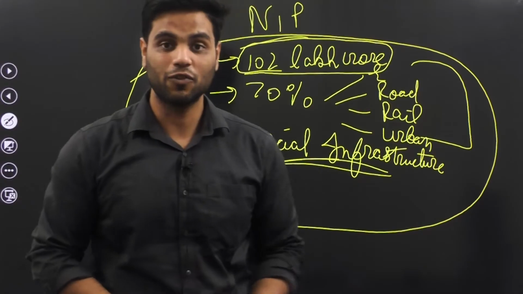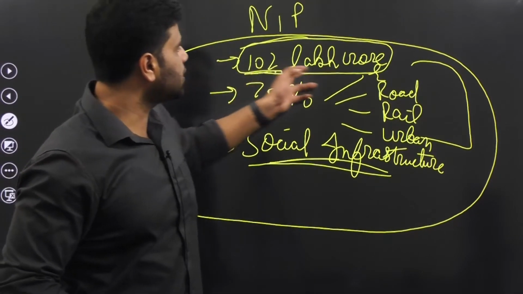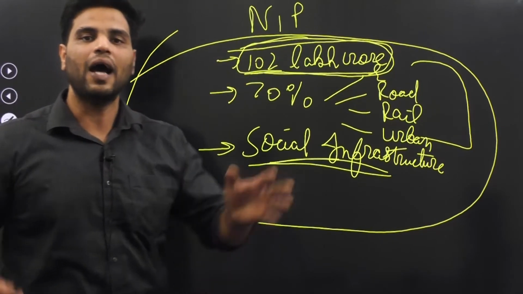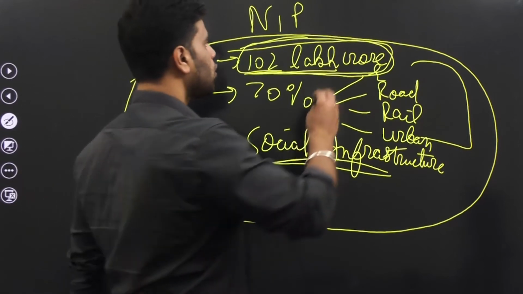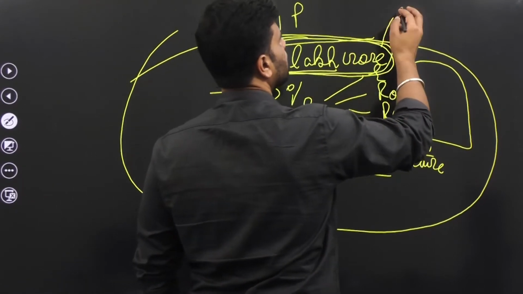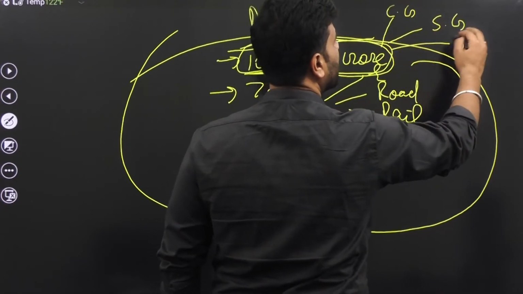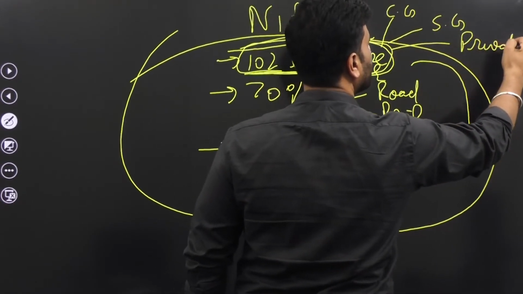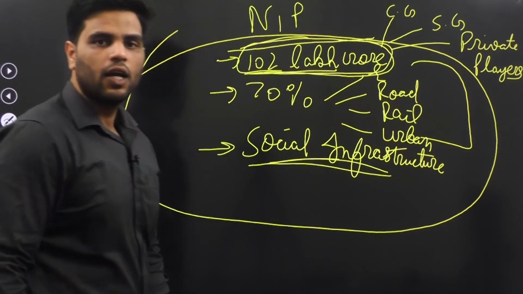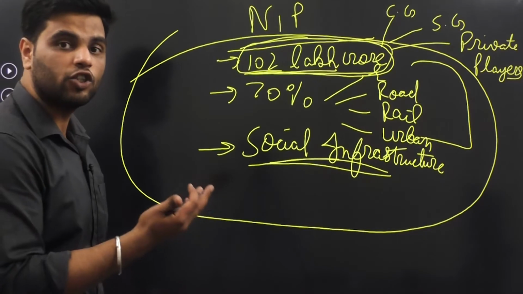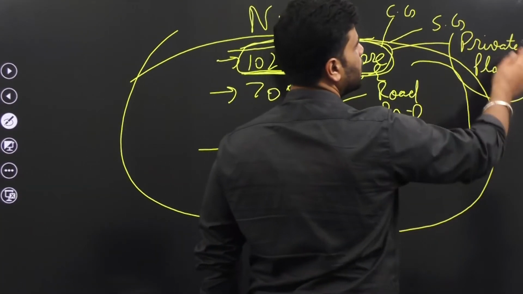That's a bit too much for central government to finance. That is why central government is saying that this entire cost would not be borne by us alone. 102 lakh crores would be contributed by central government, state government would contribute, and private players also, because after all, we want private players to invest in infrastructure, right? A dominant chunk of this corpus or dominant chunk of investment would come from private players.